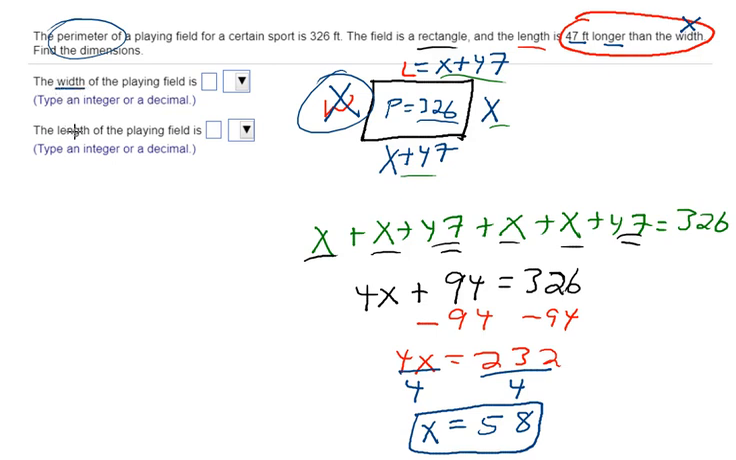So it asks me for the width first. That's going to be 58. The drop-down menu here is going to have the units. The unit should be the same as whatever the perimeter is. So this will be 58 feet.